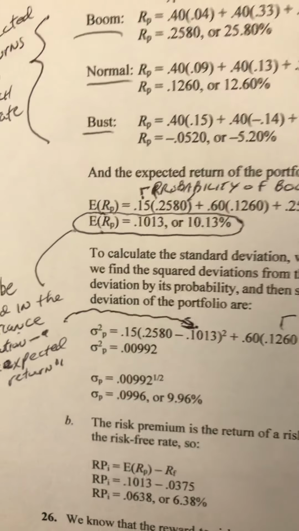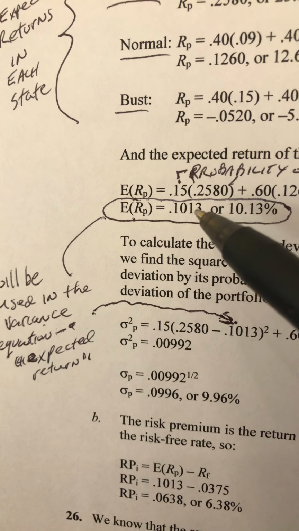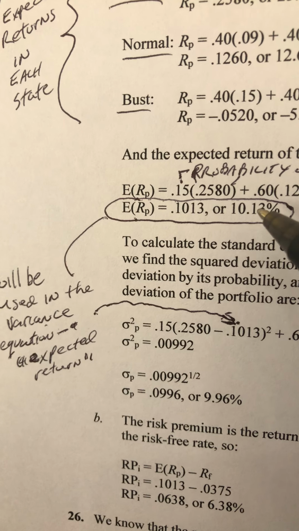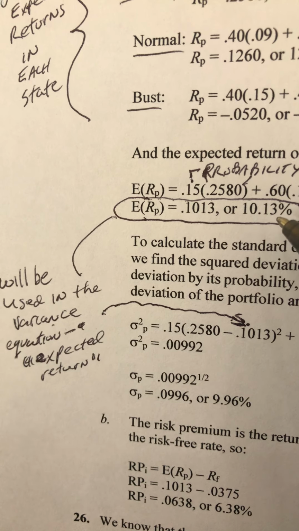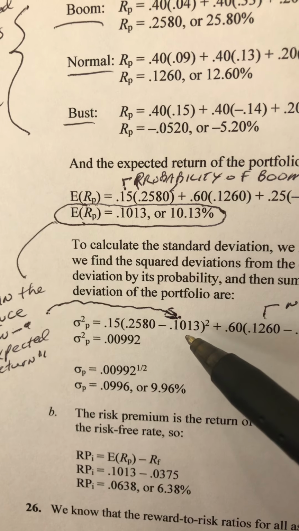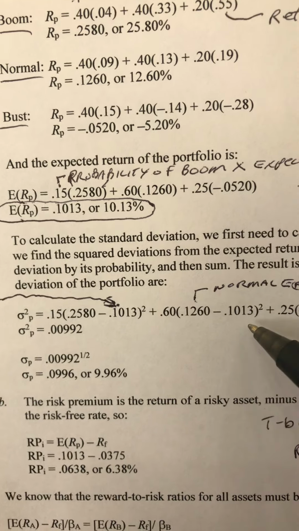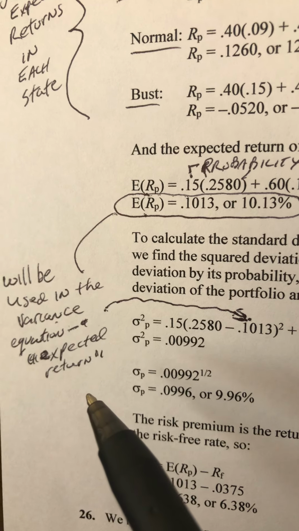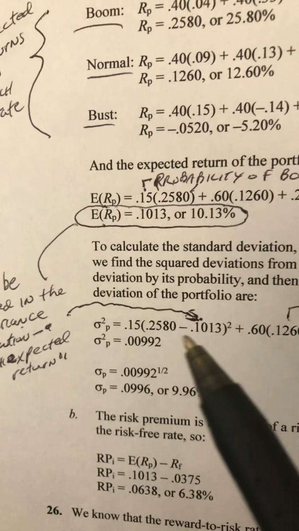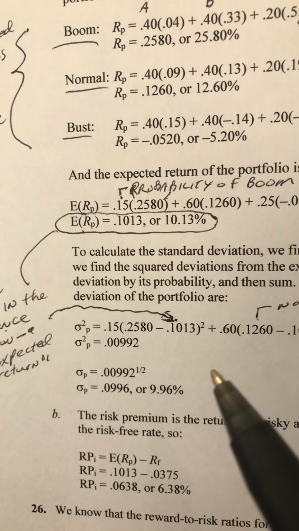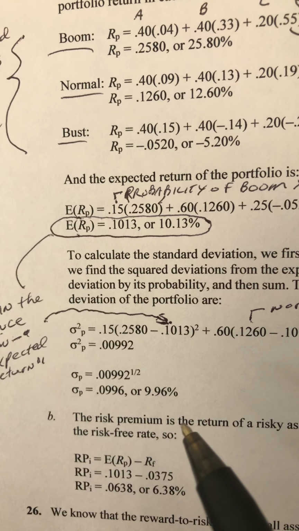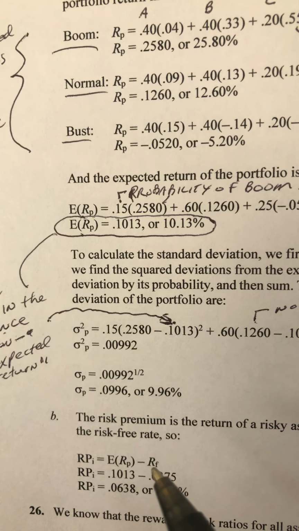Now, we will use this 0.1013 or 10.13% number as the expected return for the portfolio in our variance calculation. It's going to be in every one. There's the first one, there's the second one, and there's the third one. So it will be used in the variance equation, as I wrote down so you could study it. As we talked about many times, whatever your observed return is, you're going to subtract from that the expected return when you're calculating variance.